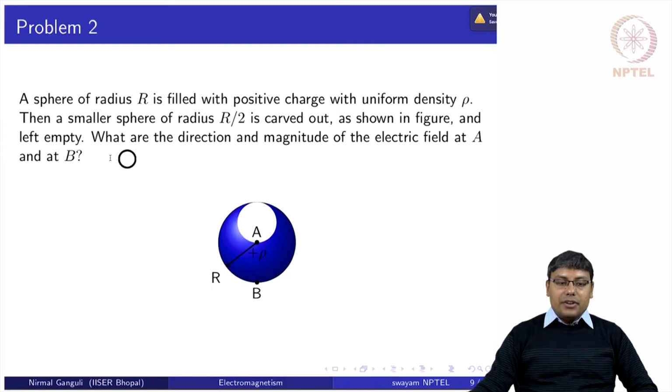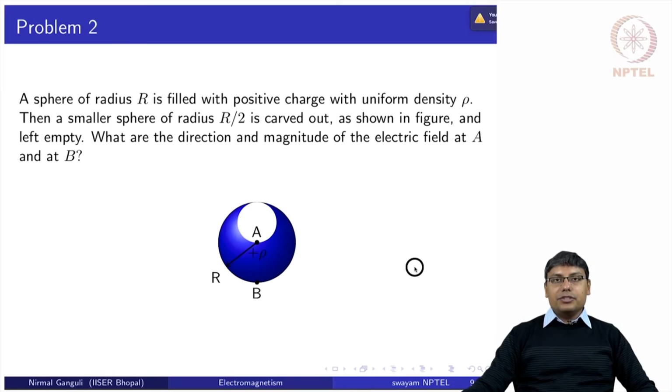So, you are supposed to find what are the direction and magnitude of the electric field at points A and B. The point A is here and the point B is here. You are supposed to find the direction and magnitude of the electric field at points A and B. Now you can pause the video and try solving this problem. Once you are done with trying the problem, you can restart the video and look at the solution.